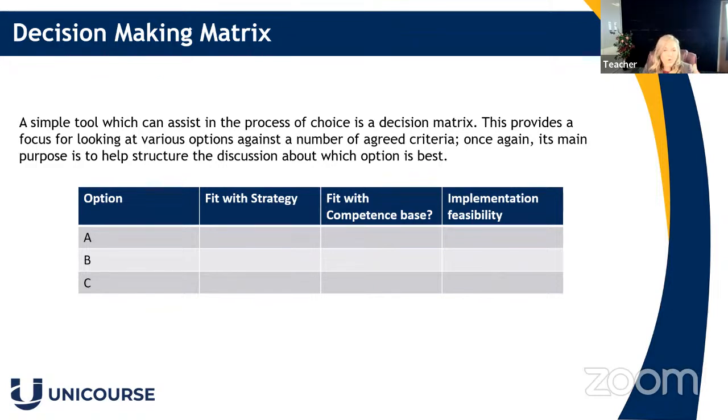Then you might put A will be train member of staff, B might be hire or promote internally, and C might be advertise externally. You can change the titles at the top, but you might look at whether it fits with the strategy of the organization, whether it fits with the competence base, and how easily it could be implemented. And you can rate these 1 to 5 and then add them up at the end to be able to see which option would work out best.